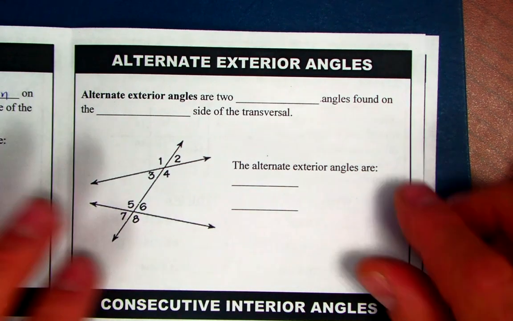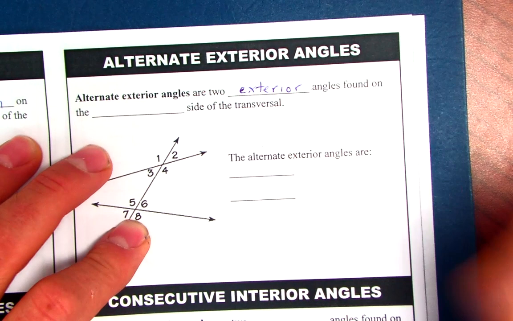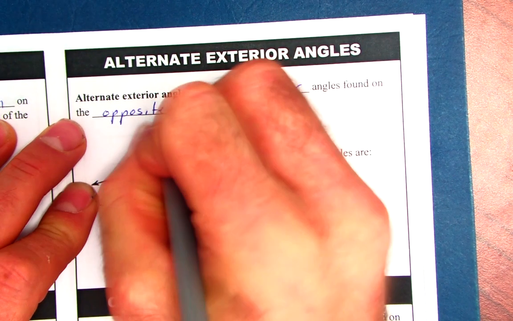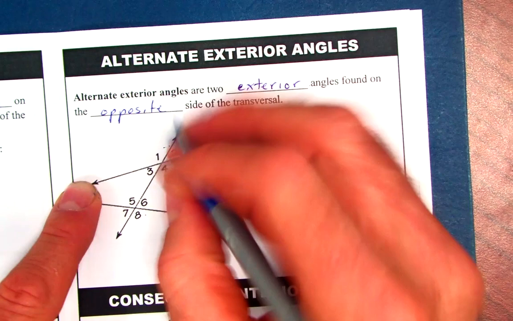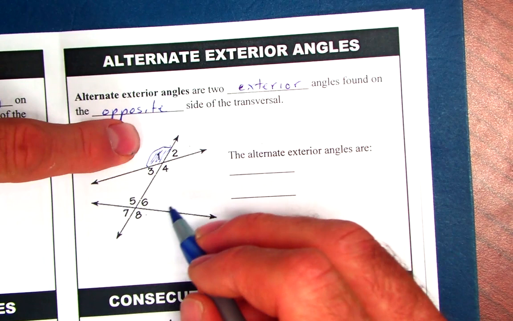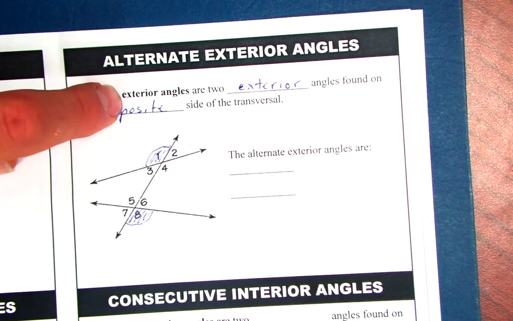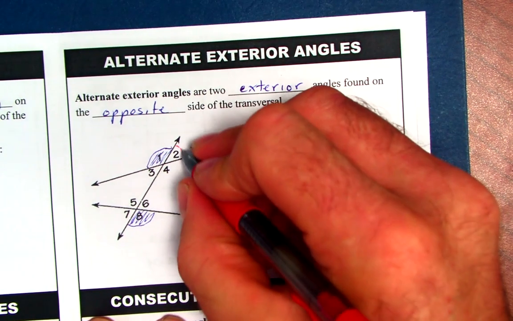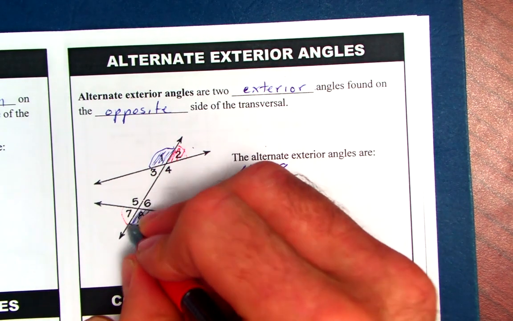Okay, again, this one's kind of in the name. Alternate exterior are 2 exterior angles found on the opposite side of the transversal. Okay, so we're looking at angles 1, 2, 7, and 8. Those are exterior. So angle 1 is on the opposite side and on the exterior with angle 8. Okay, and then angle 2. Well, the other angle that's on the exterior that's opposite of 2 is angle 7.